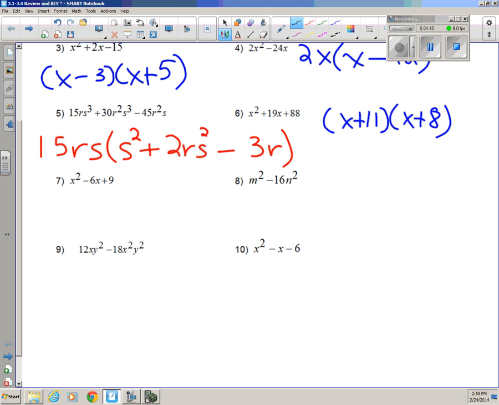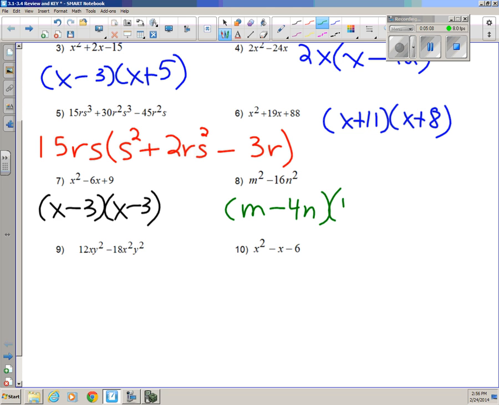Number 7, no GCF, 3 terms. It's IAM. What's going to multiply to a positive 9 but add to a negative 6? X minus 3 twice. Number 8, there is no GCF, but I've got two terms, difference of two squares. This is going to be DOTS, m minus 4n, m plus 4n.